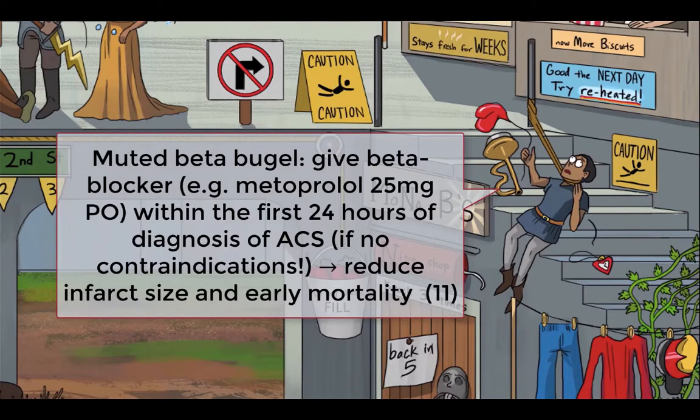The B of MONA-B is beta blockers. At Sketchy, beta adrenergic activation of heart rate and contractility is symbolized by a rousing beta bugle. To represent beta blockers, therefore, we use a muted beta bugle.